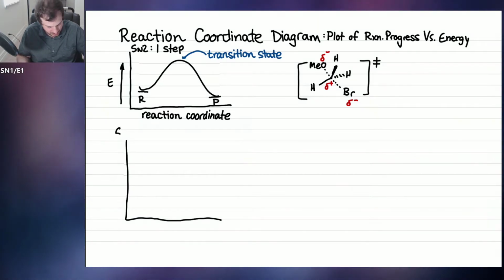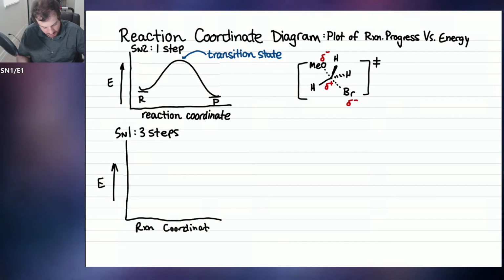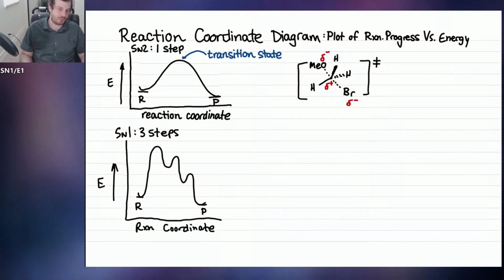The SN1 reaction is 3 steps. Energy here, and reaction coordinate. Okay, and the way this looks is we've got our reactant and our product just like before, but the path to get there is different. It's going to go through multiple transition states. There we go. We're going to have 3 different transition states. And in between the transition states, we have intermediates. The intermediates are the little dips between the peaks, in between transition states.